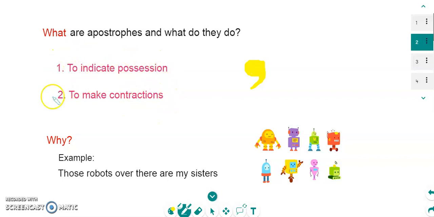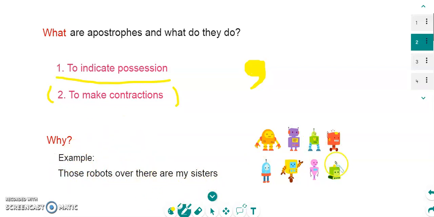So actually for this lesson, we're just going to look at indicating possession. We're not going to look at making contractions. We're going to leave that for another time. Otherwise this will be far too long and perhaps confusing. So we're going to look at this for now. But remember, there are two reasons why we use apostrophes. And I've just used one example down here of why they're important.